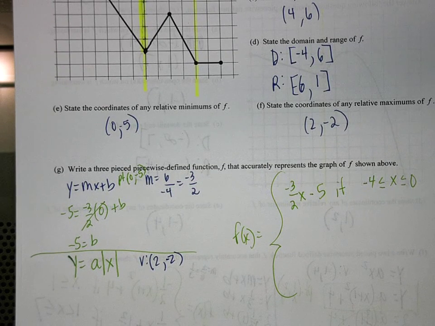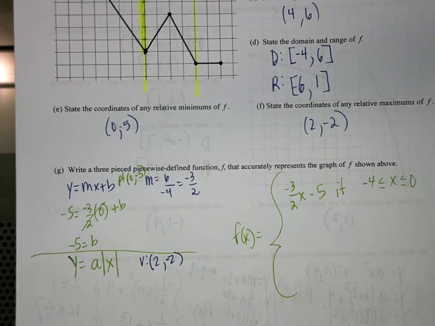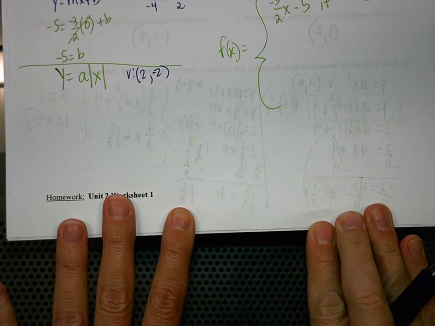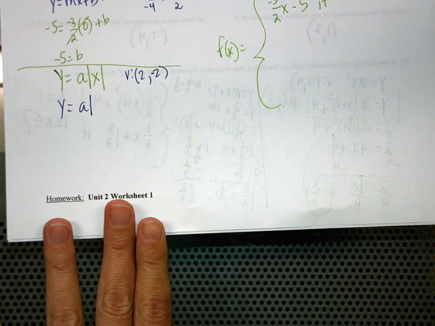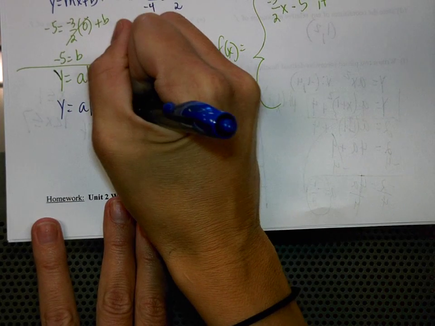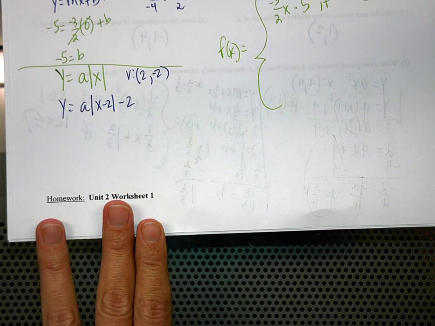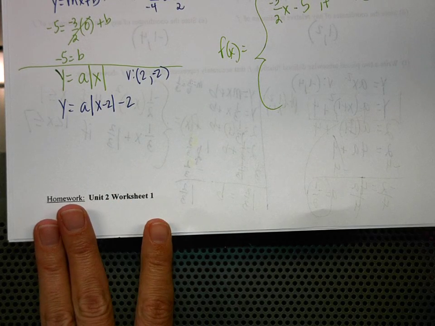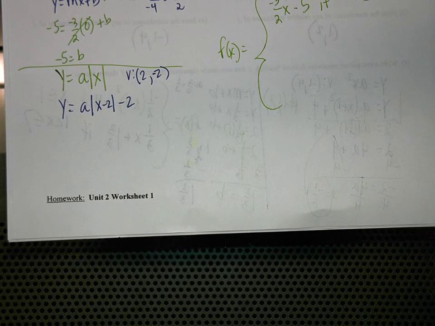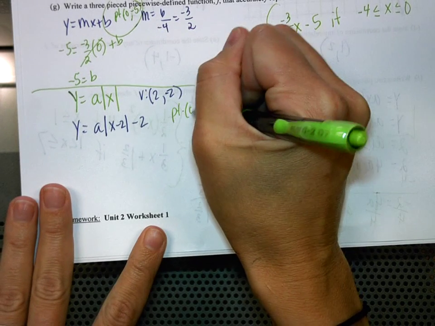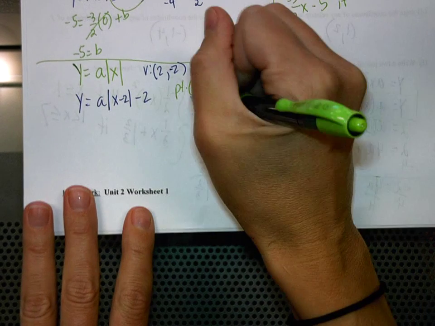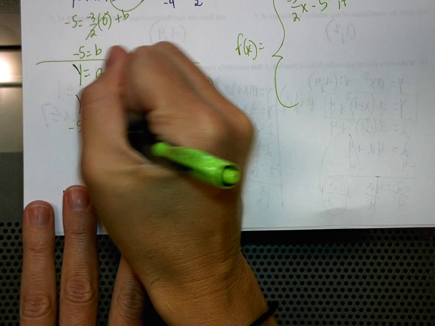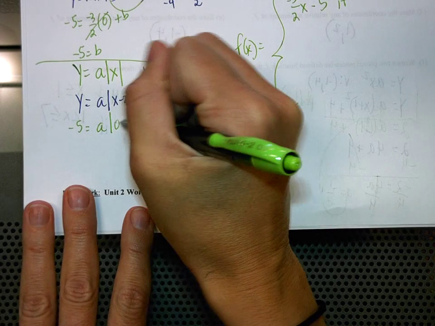Okay, so we're going to plug that into our equation. Can I move this up here for a second? Okay. So (2, -2). So we have y equals a, and in my absolute value it'll be what? x minus 2, minus 2. Again, we need to know a point on there in order to find our a value, because it's not exact on there. So the point I'm going to use again is my (0, -5). So I plug in 0, -5 for x and y. We get -5 equals a times the absolute value of 0 minus 2, and then minus 2.